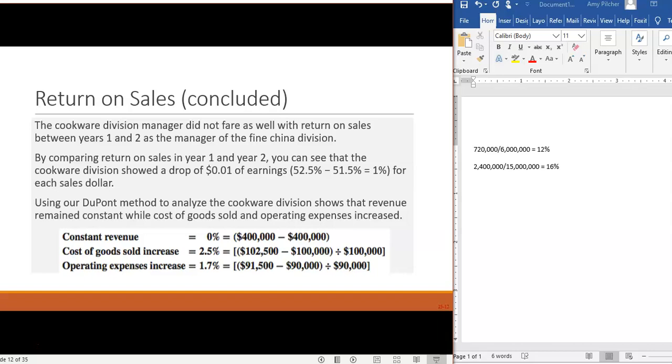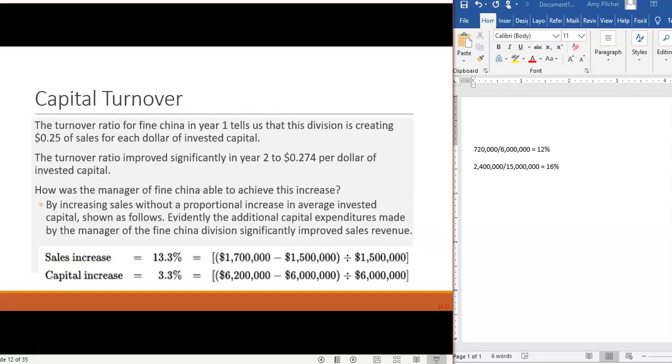So it's good to use the DuPont method and break down that return on investment into return on sales and looking at our capital performance so that we can see exactly where we're making changes in our return on investment and how we might be controlling that. If we're just increasing sales, or we're increasing sales and expenses, or we're managing expenses. Then we're going to look at our capital turnover ratio.